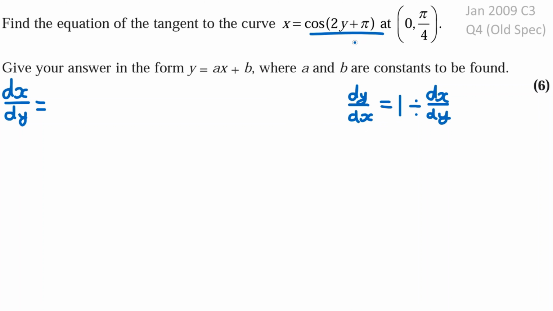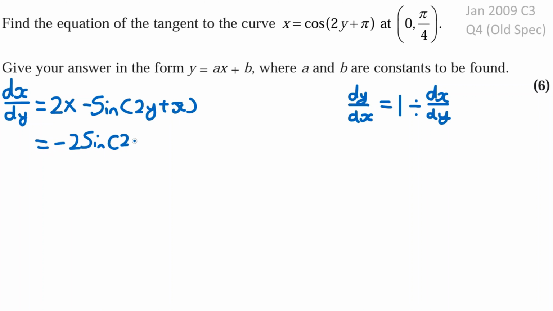Now for this here we're going to need to use the chain rule. So the inner function is this 2y plus pi, and the outer function is this cos here. So the inner function differentiated is 2y plus pi differentiated, and this 2y here will become 2, and then this pi here will just go away. And this is multiplied by the outer function differentiated, so this is cos differentiated, which is minus sin, and then this is still going to be 2y plus pi, like this here. And we can rewrite this as minus 2 sin of 2y plus pi. So dx over dy is equal to minus 2 sin of 2y plus pi.